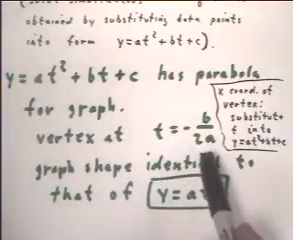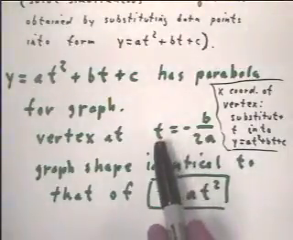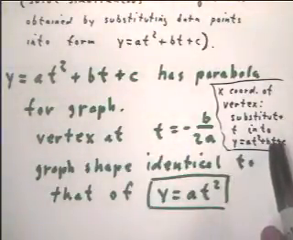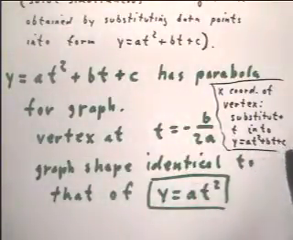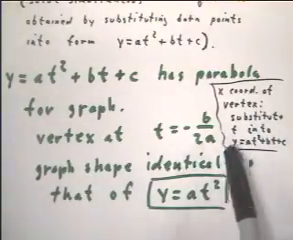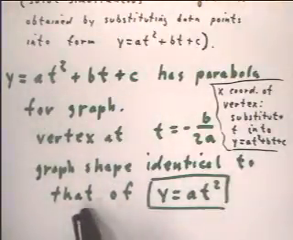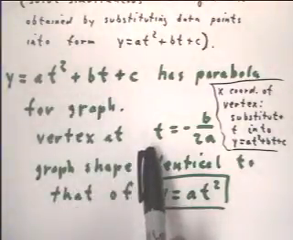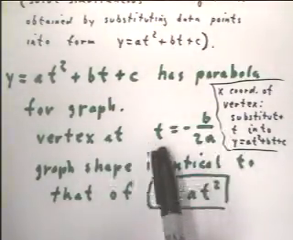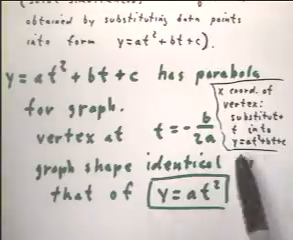Having found the t-coordinate of the vertex, you find the y-coordinate of the vertex by substituting the t-coordinate into the form y equals at squared plus bt plus c. Now, of course, in solving the equations, you've got numbers for a, b, and c, so you get a number for y. The graph also has a shape that's identical to that of y equals at squared, so that b and c have no effect on the shape of the graph. b has an effect on the t-coordinate of the vertex. c has an effect only on the y-coordinate of the vertex.